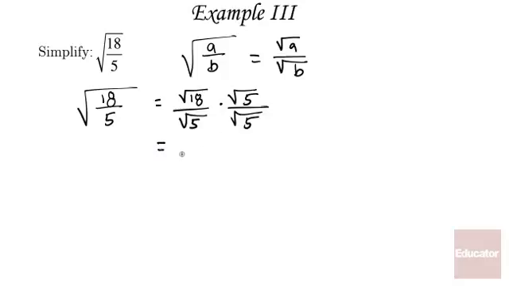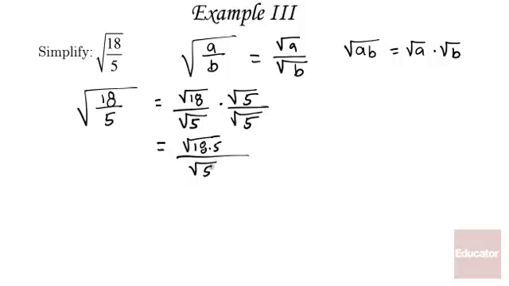Okay, this is going to give me the square root of 18 times 5. So now I'm using the product property. The product property that tells me that if I have the square root of ab, this is equal to the square root of a times the square root of b. So I went from right to left. These were separate. Now I'm putting them both under the same radical. And in the denominator, I have the square root of 5 squared.